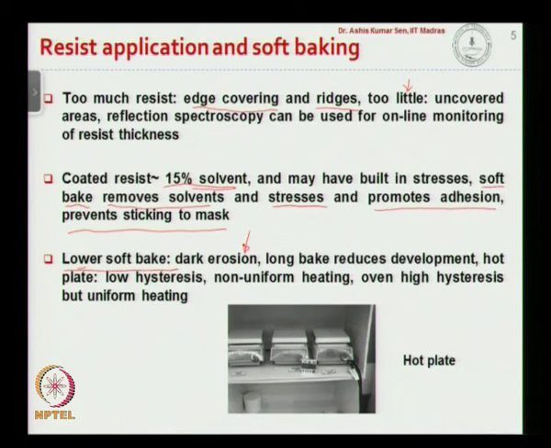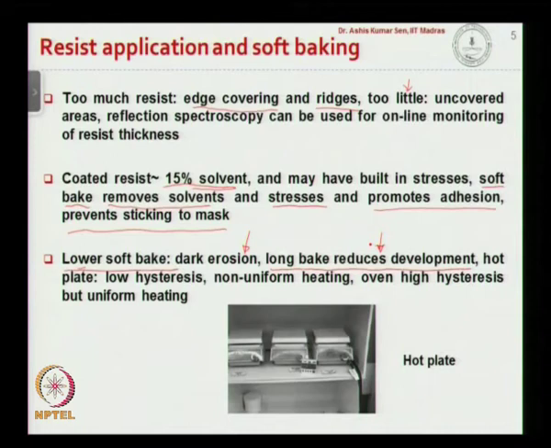On the other hand, if you have a longer baking time than what is required, then that would reduce the development rate. If you have baked the resist coated wafer for a longer time than we need, the development time will increase, and many times the areas of the photoresist that you want to remove may not get removed. So getting an optimal soft baking time is very important.